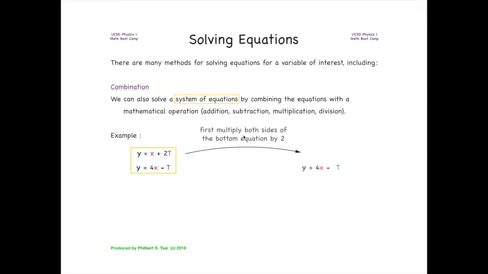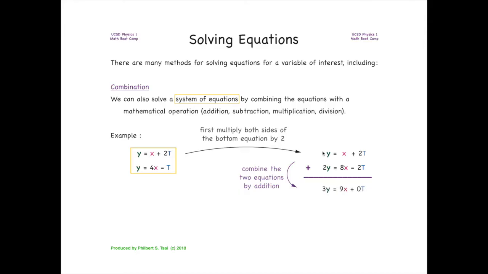What we'll do is we'll multiply both sides of the bottom equation by 2 to turn that equation into 2y is equal to 8x minus 2t. The rationale for doing this is that we can then combine it with the original top equation, and the undesirable unknown variables will cancel out. In this case, the positive 2t in addition to the minus 2t will combine to equal to 0.